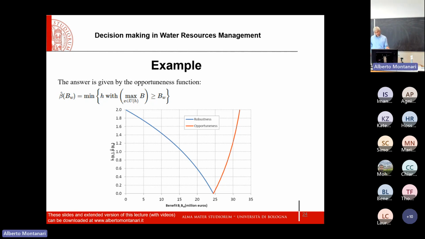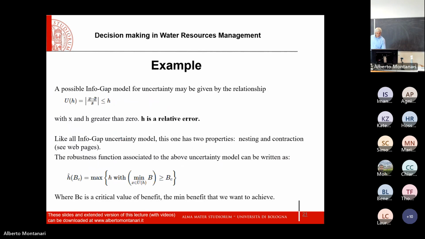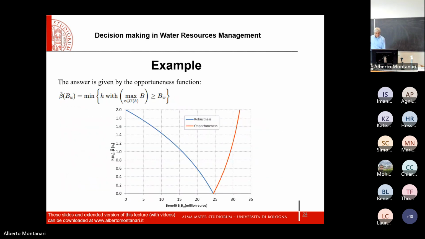And here you see the definition of the opportuneness function. I said it's dual with respect to the definition of the robustness function. In fact, if you go back 3 slides to the definition of the robustness function, you see that we obtain the opportuneness definition by substituting max with min. So it's a dual definition, same concept, more or less, but we change min with max.